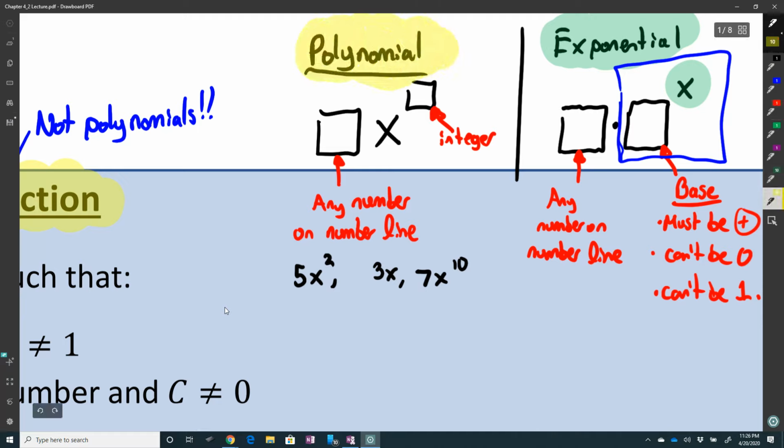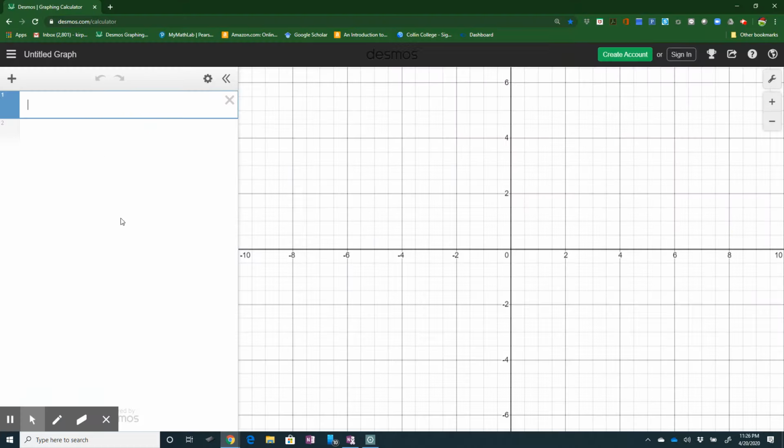So polynomials have the x as 5x squared, 3x, 7x to the 10. Exponentials instead are things like 3 times 5 to the x, or making something up, pi times 1/2 to the x, 8 times 4 to the x. Okay, they're completely different types of functions. And so I want to go in Desmos and show you that they're completely different functions.